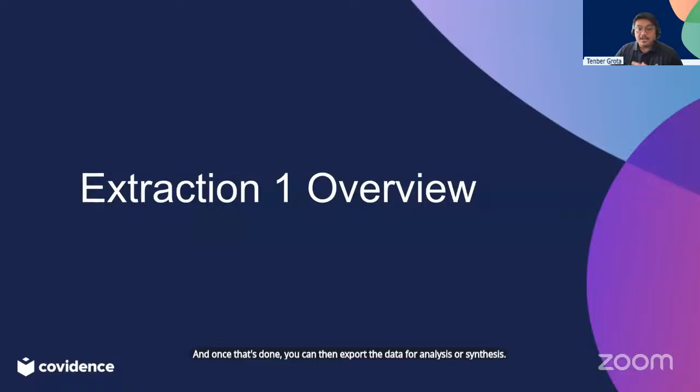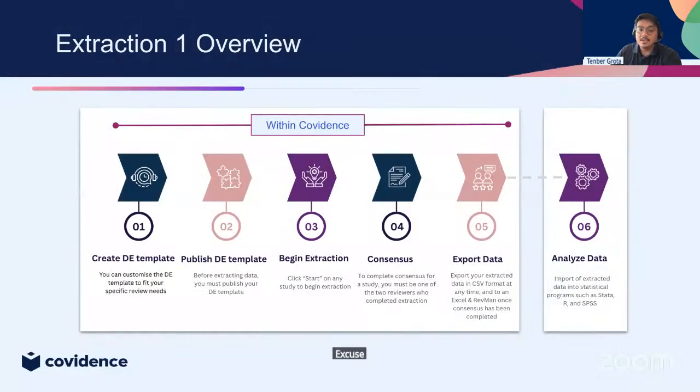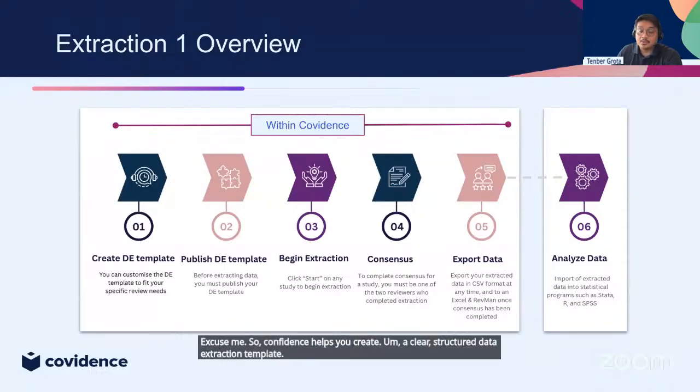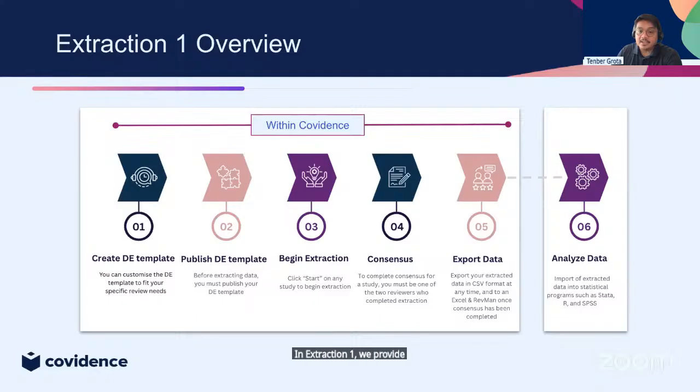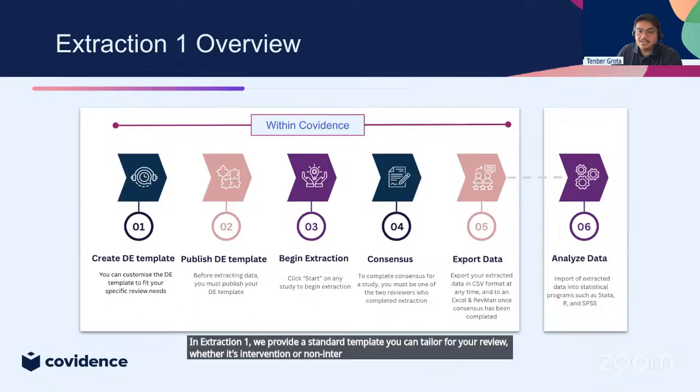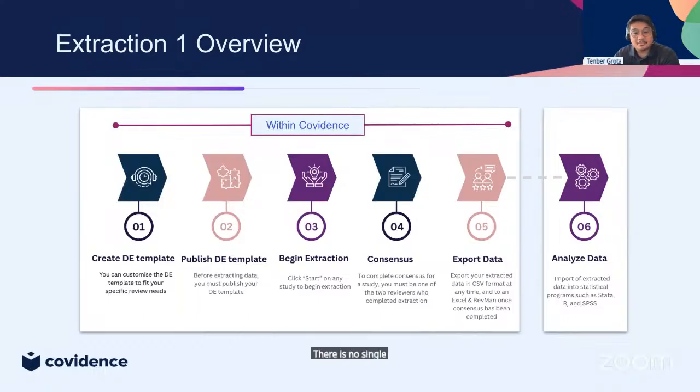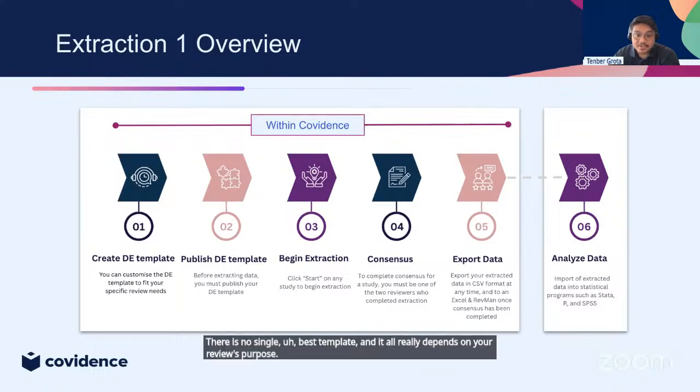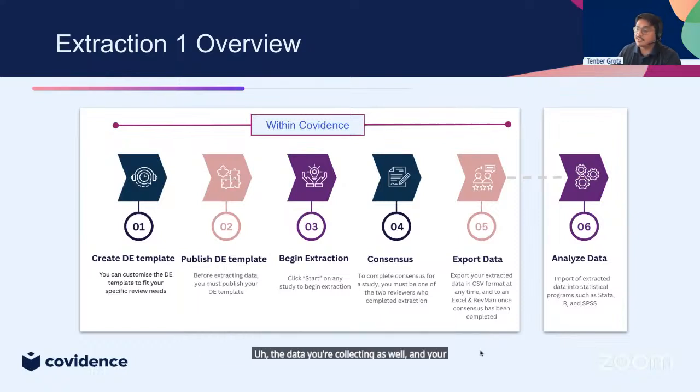And now we'll begin exploring extraction one and how it can support your data extraction process. So Covidence helps you create a clear structured data extraction template. In extraction one, we provide a standard template you can tailor for your review, whether it's intervention or non-intervention review. There is no single best template, and it all really depends on your review's purpose, the data you're collecting as well, and your outcomes of interest.